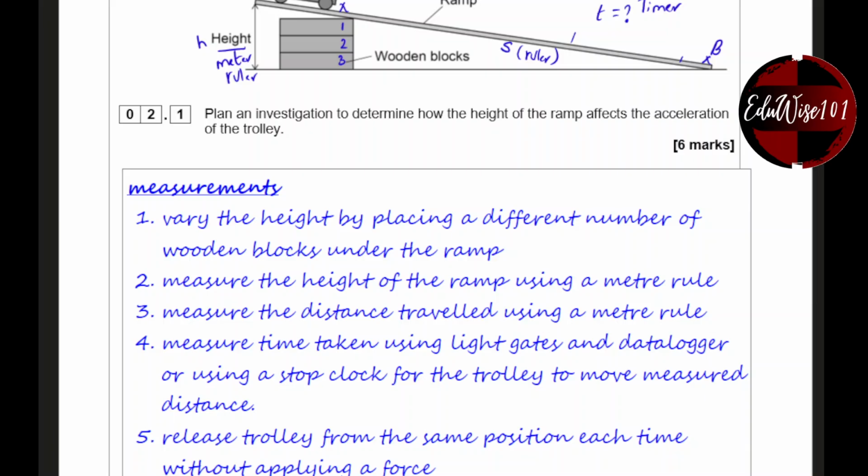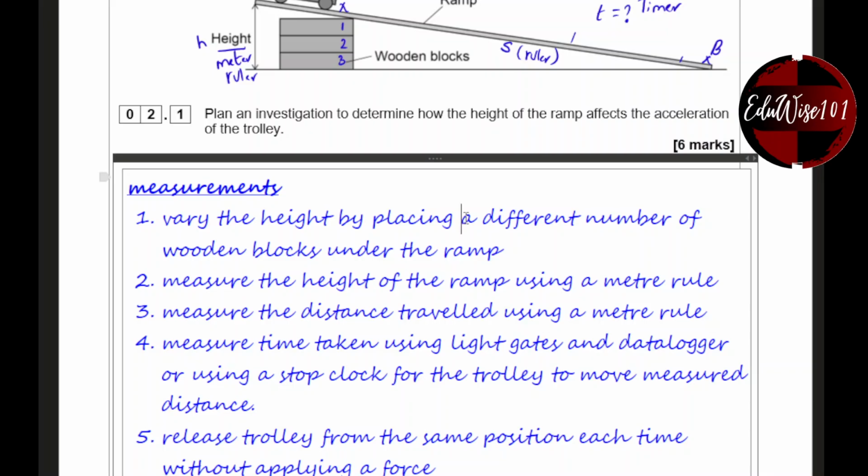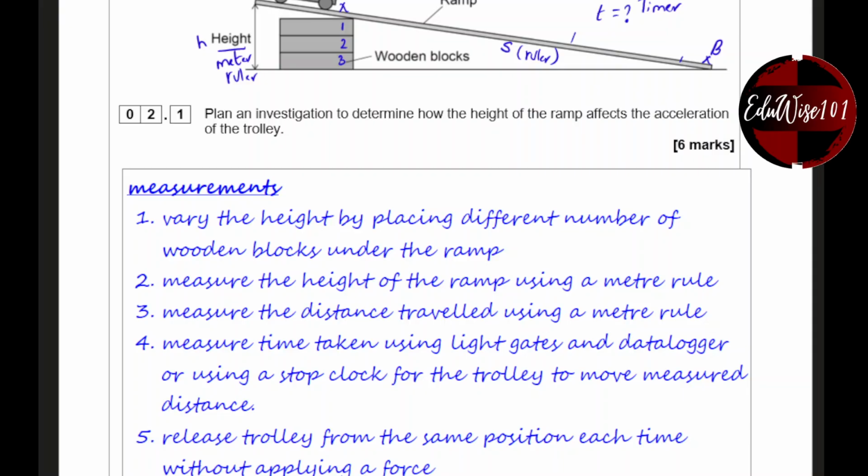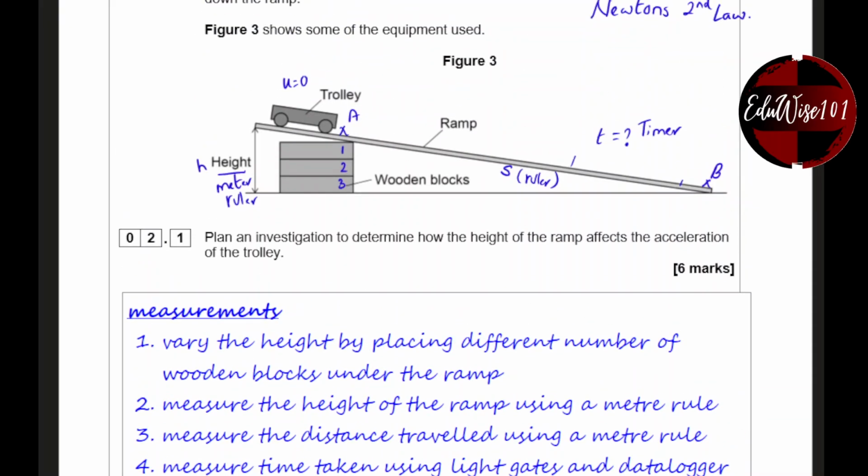Vary the height by placing different number of wooden blocks under the ramp. Measure the height of the ramp using a meter rule, and measure the distance traveled using a meter rule. Measure time taken using light gates. Now you could use a light gate between A and B, placed here at A and B as well, and then connected to a data logger, and you can measure the time.